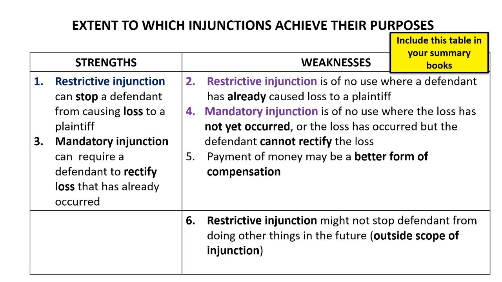However, a mandatory injunction is of no use where the loss has not yet occurred, or the loss has occurred but the defendant cannot rectify the loss. Going back to the example of the factory polluting the river, if the factory has not yet poured chemicals into the river but is only proposing to do that in the future, then there is no loss that can be rectified or fixed up. The loss, that is the contamination of the cow's drinking water, has not yet occurred.